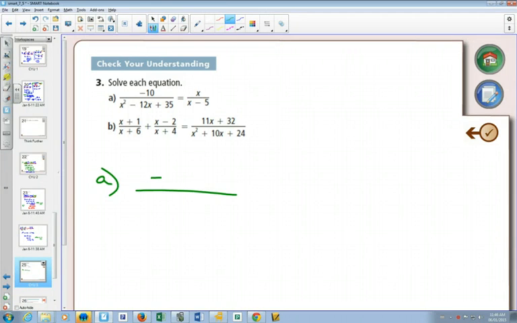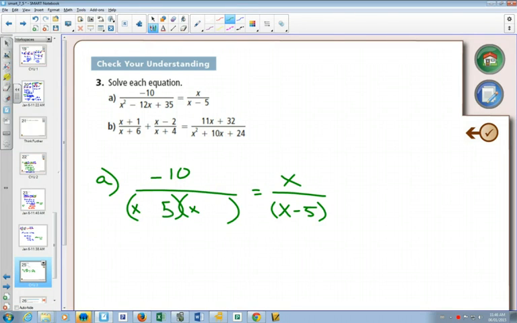We factor first. And I haven't even looked at it, but I'm going to guess that one of those might be an x minus 5. Just thinking about it. Let's see. Does it work out? 35. Could it be possible that a factor of 35 is 5? So it's going to be 5 and 7.